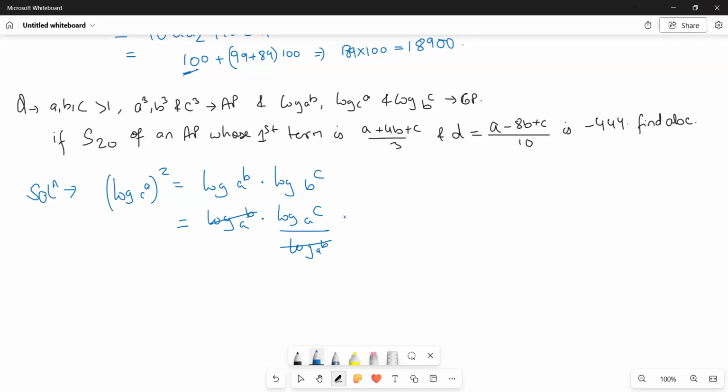And log of C to the base A is also like writing 1 by log A to the base C, which will give us the whole thing as log of A to the base C whole cube is equal to 1, which implies log of A to the base C is 1, which will tell us that A is equal to C.